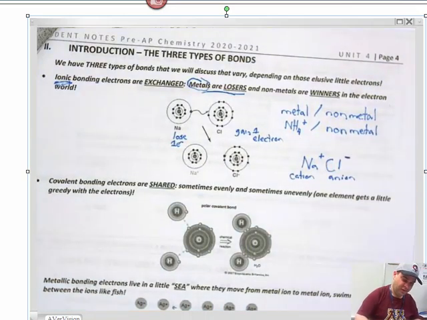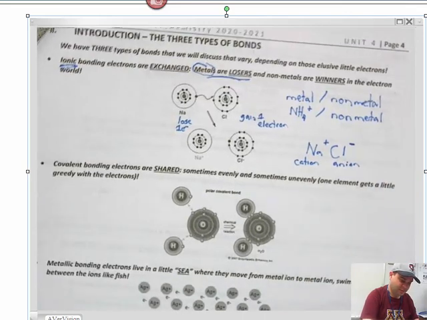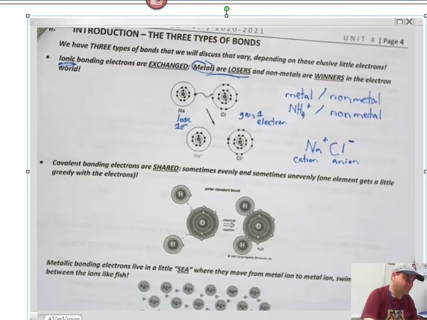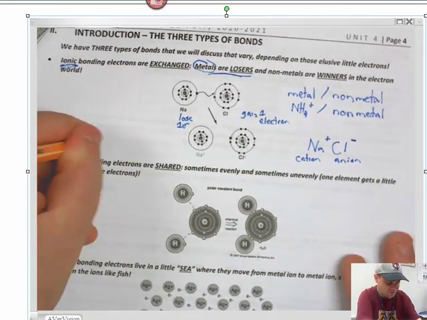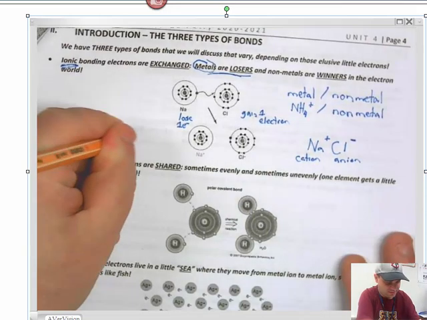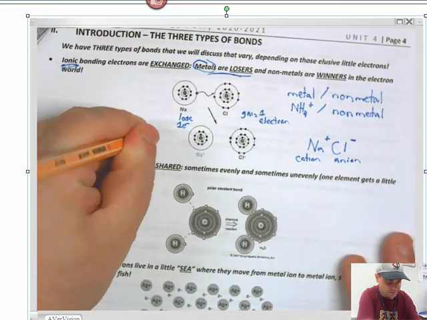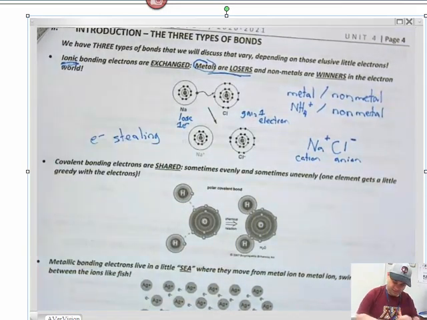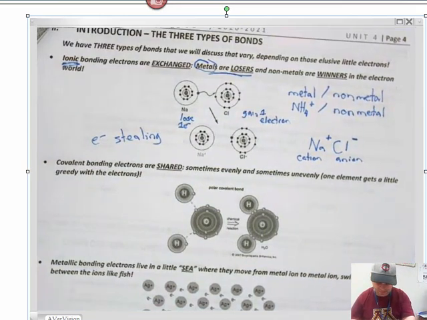And usually if I write this as a compound, I do not put the charges in there. This is electron stealing. That is what happens in ionic bonding.